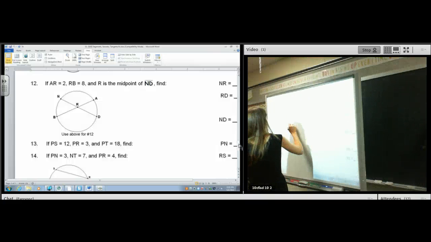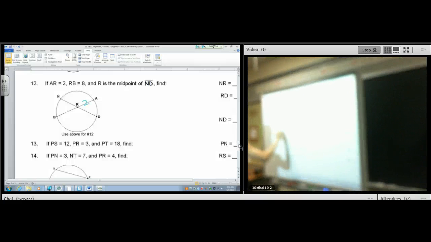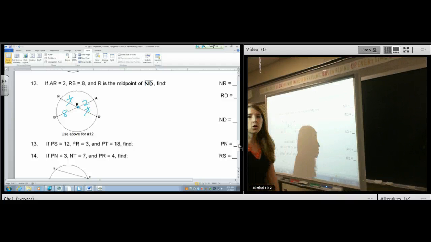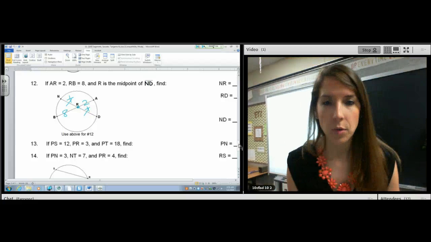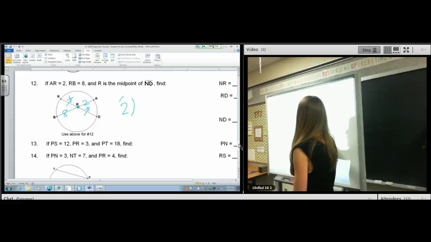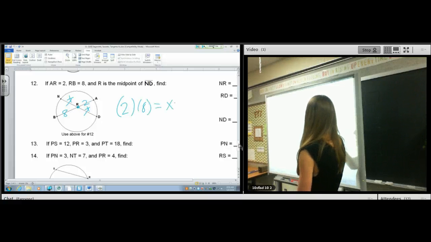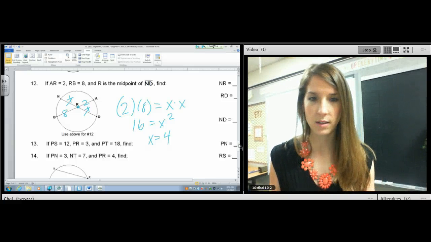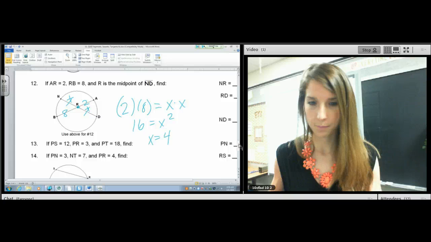If AR is 2, RB is 8, and R is the midpoint of ND, so I'm going to call it X and X, find the following. All right, so these are chords, they're not secants or tangents, so we're going to do part times part equals part times part. 2 times 8 equals x times x. 16 equals x squared, x is 4, and then you can plug it in to find the appropriate things. So that was number 12.